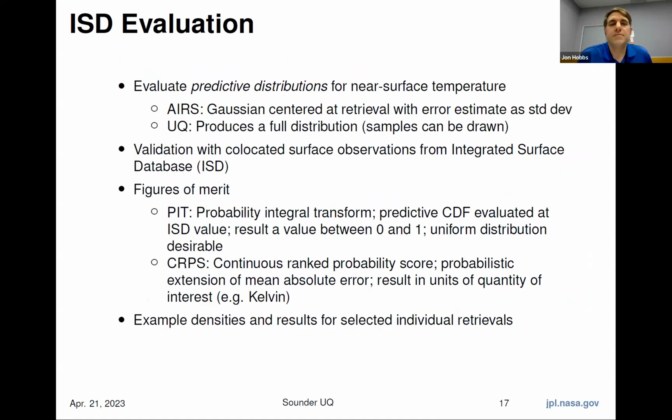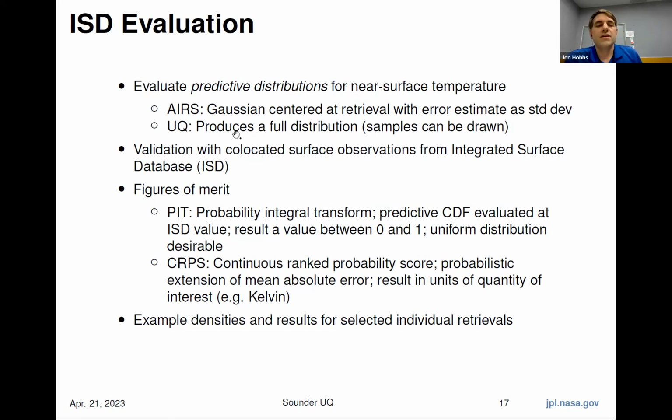So the next couple of slides, I'm going to talk through a little bit of evaluation that we've been doing for this. Based on the procedure I discussed, we can apply this to an operational AIRS retrieval, and we get a distribution basically for the near surface temperature. That's what I'm going to call UQ here. From the AIRS operational pipeline, we can get a little bit of analogous information. We can get the retrieved near surface temperature, the X hat for each retrieval, and there is an operational error estimate as well.